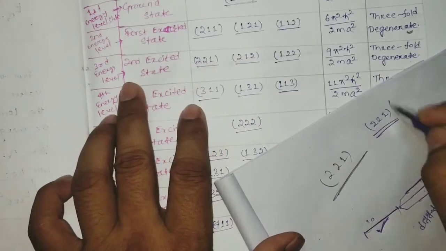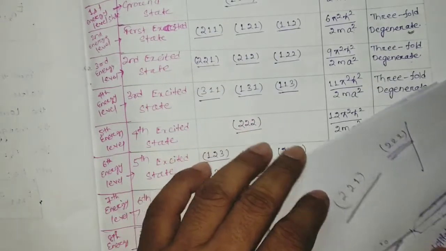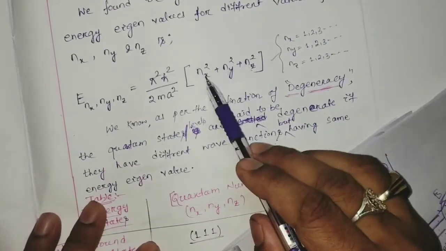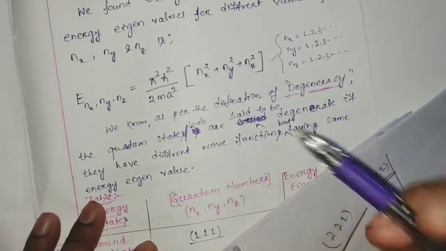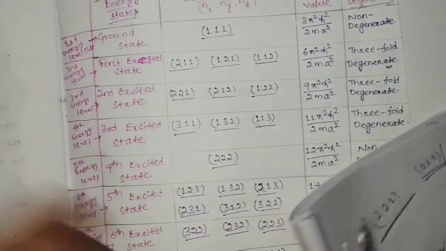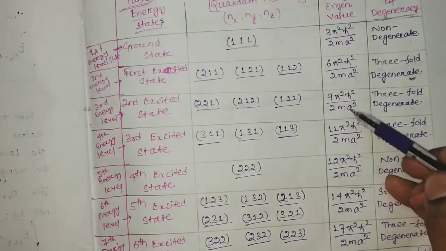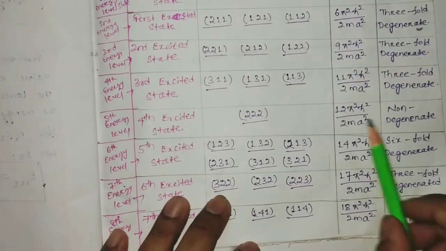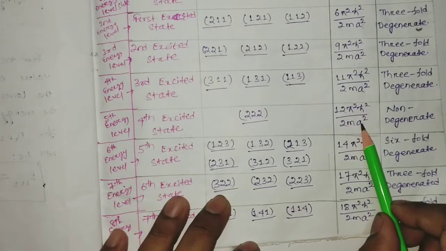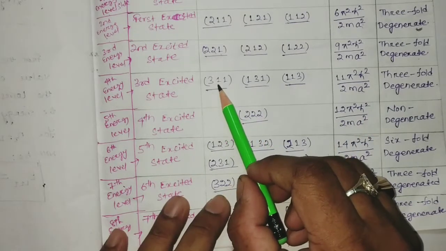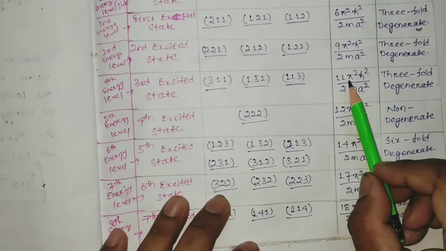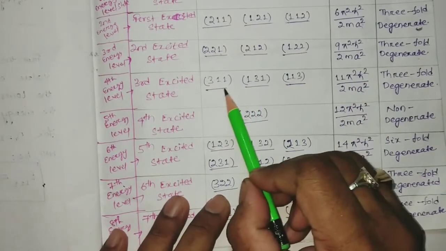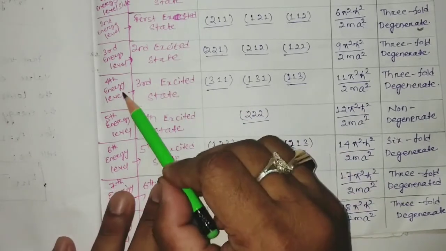So what will be the next energy level? For that you have to put different values of nx, ny, nz and check what value will be next. Suppose we consider 2, 2, 2. The value is 12 pi square h cross square by 2 m a square. If we consider 3, 1, 1, then the value is 11 pi square h cross square by 2 m a square. So this will be considered the fourth energy level or third excited state.